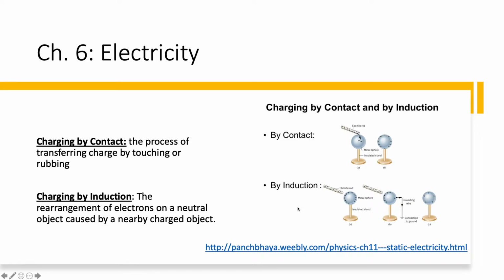Then there's something called induction, which is when you bring that rod, which has negative electrons on it, towards the metal sphere, and you're rearranging the charges that are already on that metal sphere. You can see there's positive and negative. As you bring this negative charge closer, it's going to attract the positive charges because opposites attract, and it's going to dispel the negative charges. Usually if you have a grounding wire, it will cause the negative charges to go through that grounding wire to the ground, and you are left with positive charges.